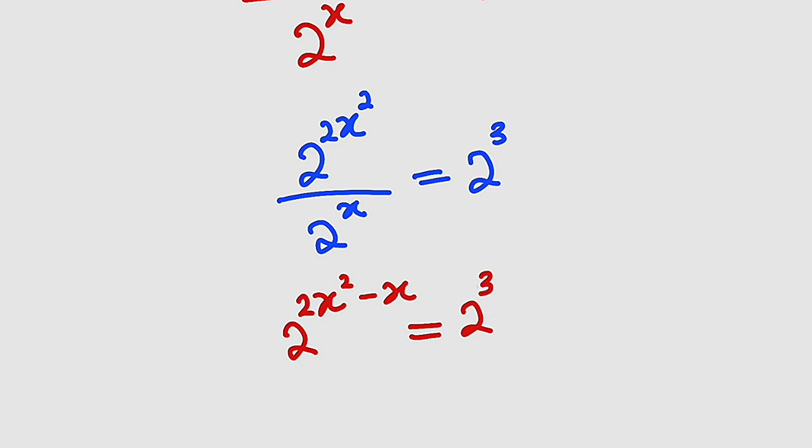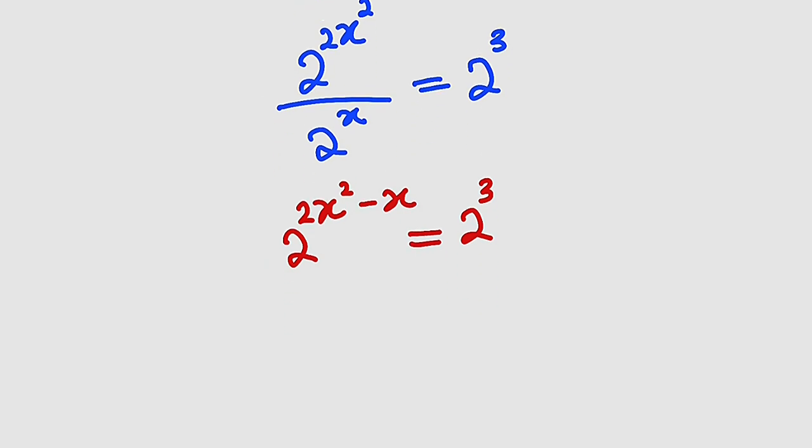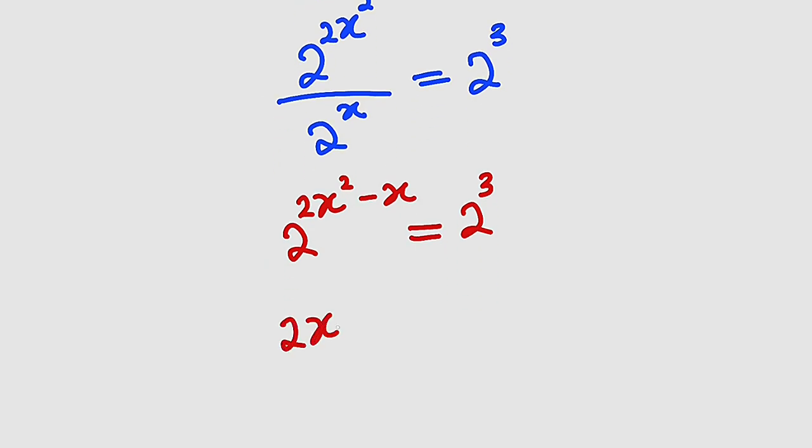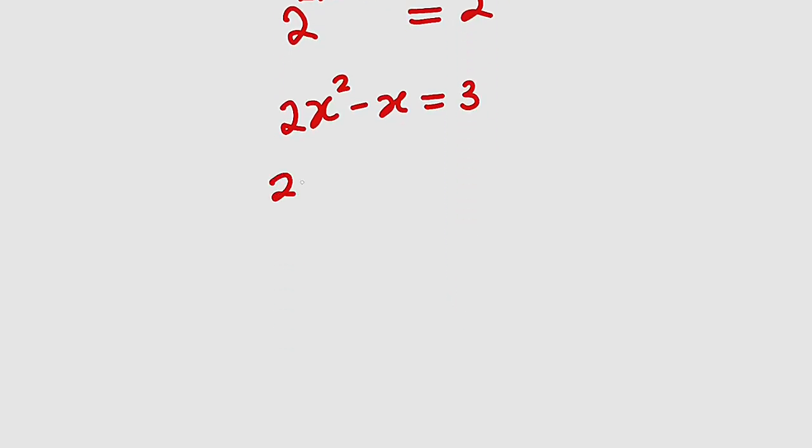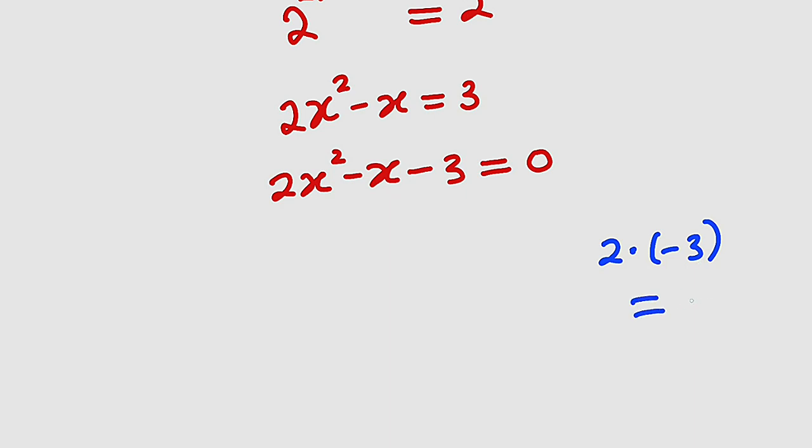From here, we can equate the exponents because we have common bases. So 2x squared minus x must be equal to 3. You can bring the 3 inside. We have 2x squared minus x minus 3 equal to 0. Now we can factorize this. We take the leading coefficient, which is 2. We multiply by the constant. What I mean is 2 multiplied by negative 3, which is going to give us what?